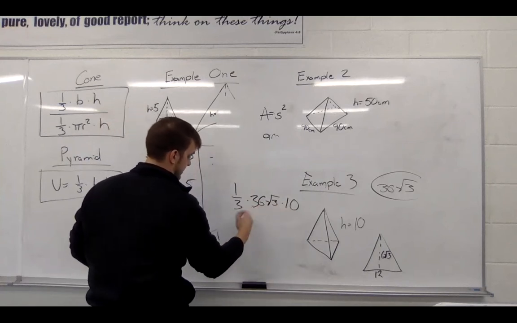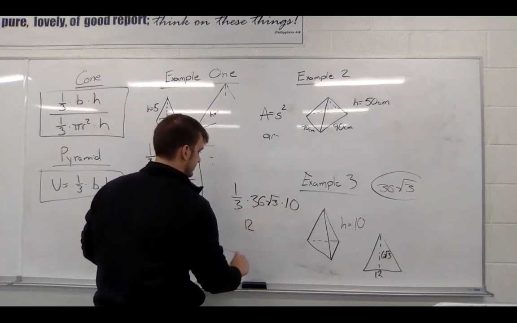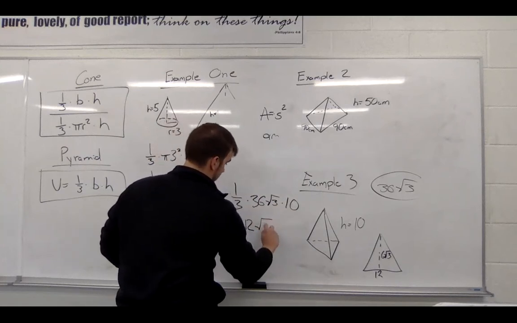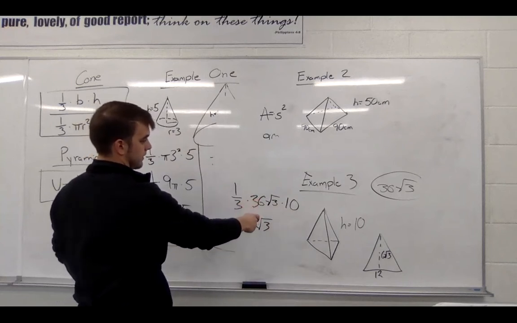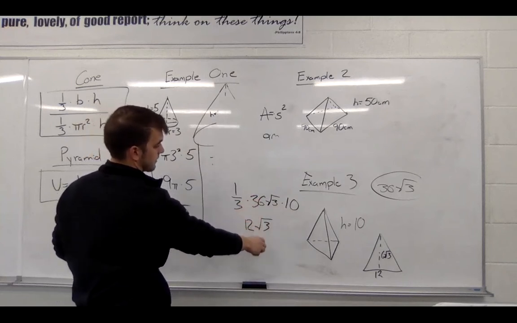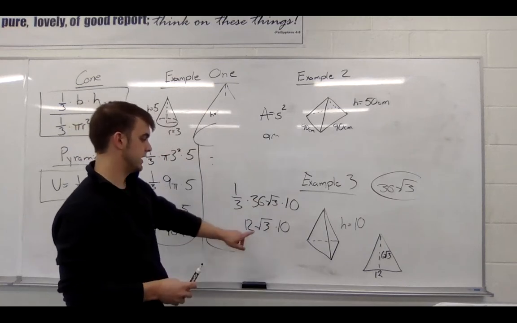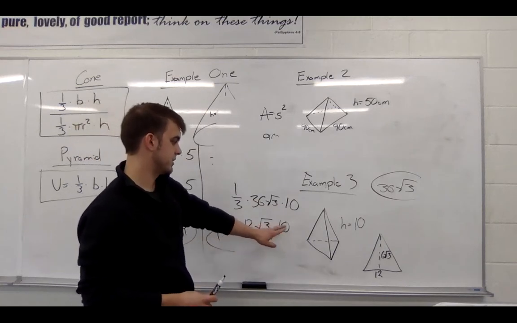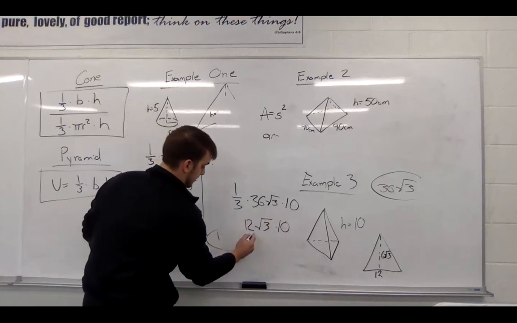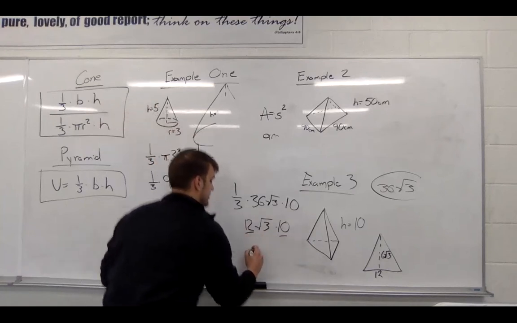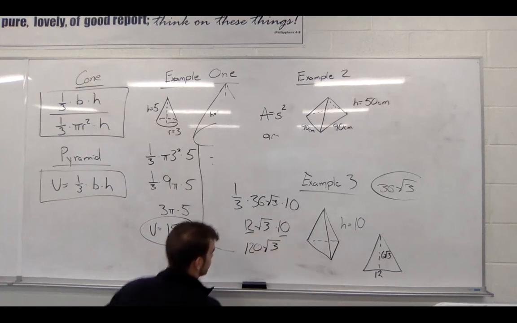1/3 times 36. In other words, 36 divided by 3 is 12, or 12 times the square root of 3. So 36 divided by 3 is 12, and the square root of 3 times 10. Again, just remember that you cannot do anything with this unless you have another number that's in a radical sign. So what you're going to do here is multiply 12 times 10, which is 120 times the square root of 3.